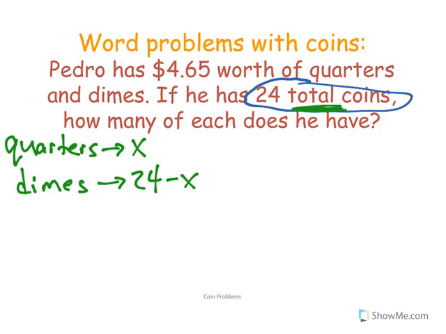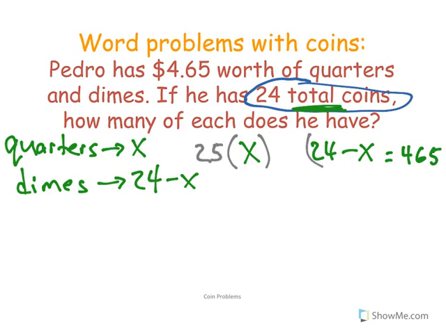So let's solve the problem, right? So now we've got X quarters, and we have 24 minus X dimes. And that equals $4.65. Well, what do we know about my X quarters? Well, hopefully we know that quarters are 25 cents each. What do I know about my 24 minus X dimes? Well, hopefully we know that they're 10 cents each. So I've got X quarters at a value of 25 cents per. I have 24 minus X dimes at a value of 10 cents for each.